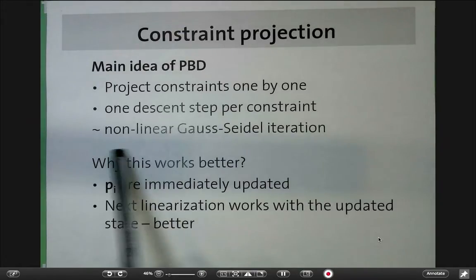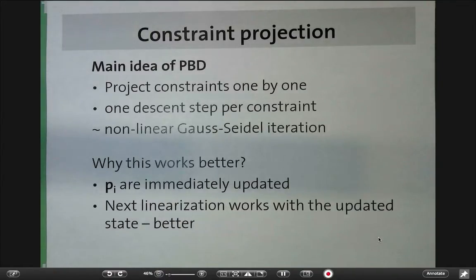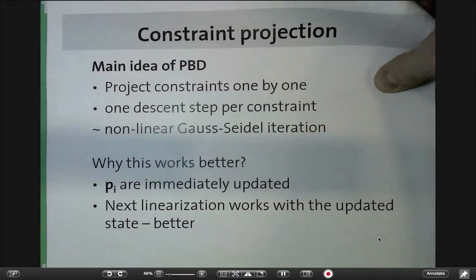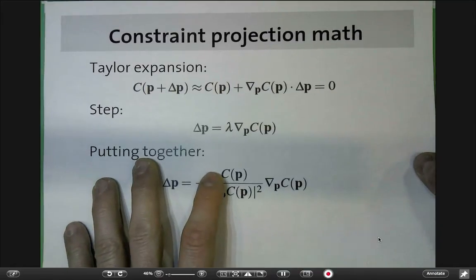Now, PBD does not have linear equations. It works with nonlinear constraints. That's pretty much always the case in physics, as we already discussed before. But the key insight why this works better than Newton's method is that we are immediately committing the updates to the state. So as we project one constraint, it immediately affects the state, and we go on to another constraint at already the updated state. So the next linearization works already with the updated state. So let's take a look at how the math exactly works. Then it will hopefully make more sense.